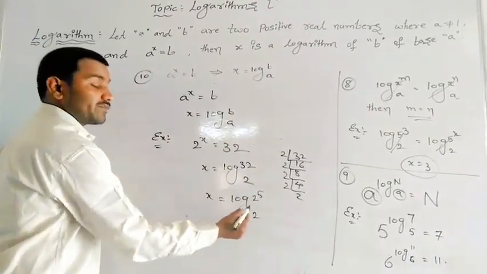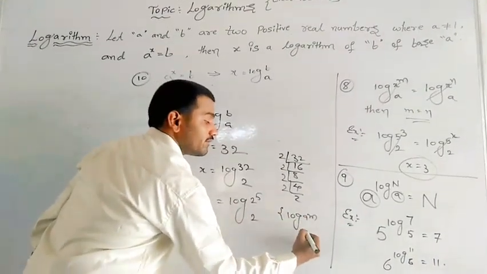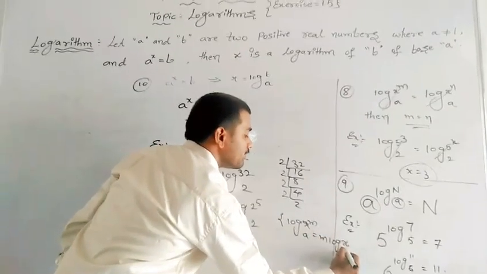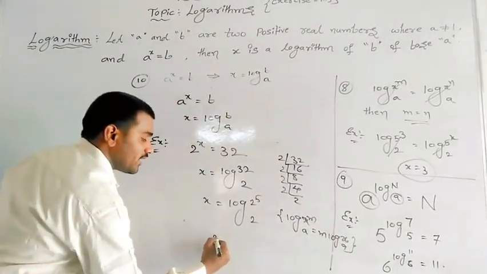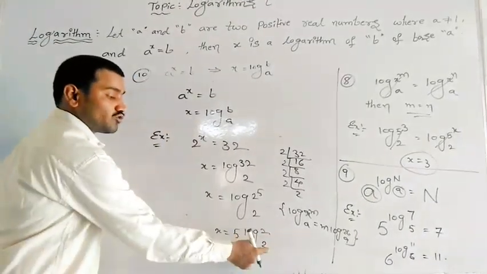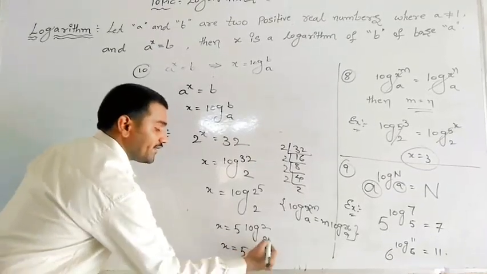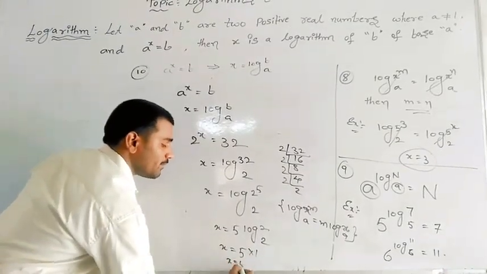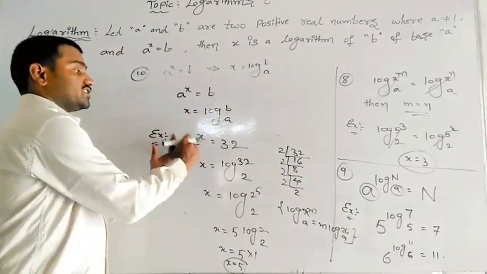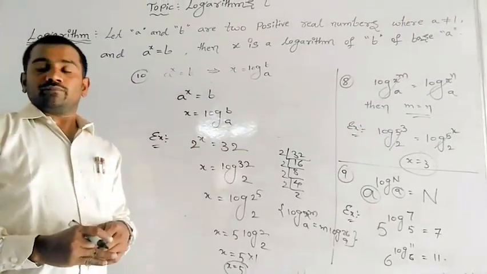Here it is in the form of the power rule, like log x to the power of m base a equal to m log x base a. By using that formula, x equal to 5 of log 2 base 2. Log 2 base 2, again log a base a equal to 1. In that case, x equal to 5 into 1, that is x equal to 5. So this is a simple example. This exponential form we change into the logarithm form, then we have solved the answer.